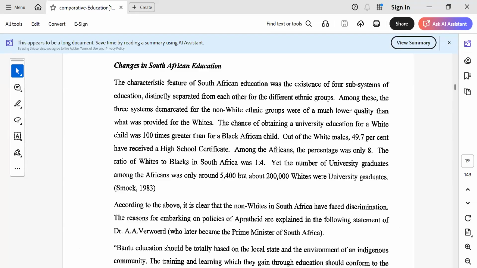And out of the white males, 49% have received a high school certificate. So the percentage of education, whites 49.7. Among the Africans, the percentage was only 8, right? So you can see the difference, a huge difference. The ratio of whites to blacks in South Africa was 1:4.